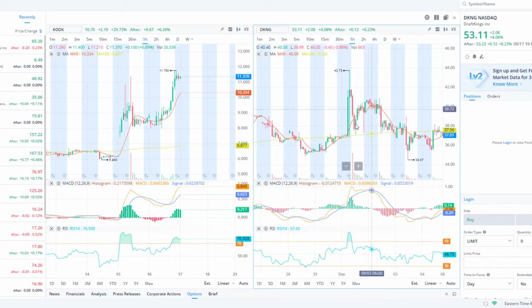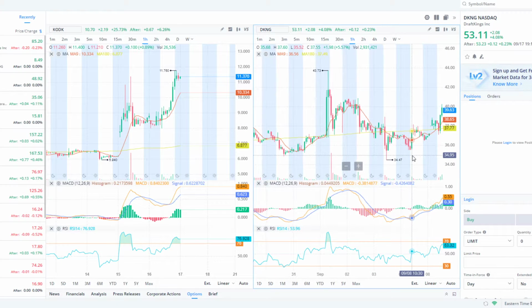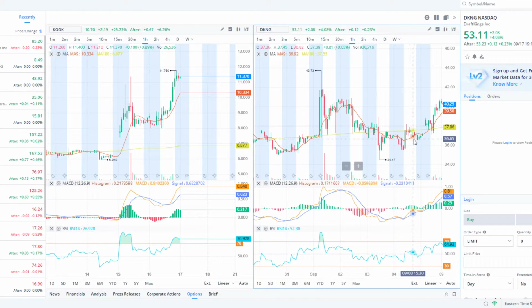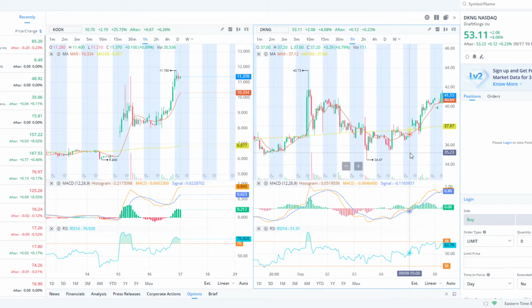Then I use the moving averages, like I said. I use candlesticks. And then another indicator I use is, for a longer position, when the 9 crosses over the 180 day, like right here, that's usually very bullish.